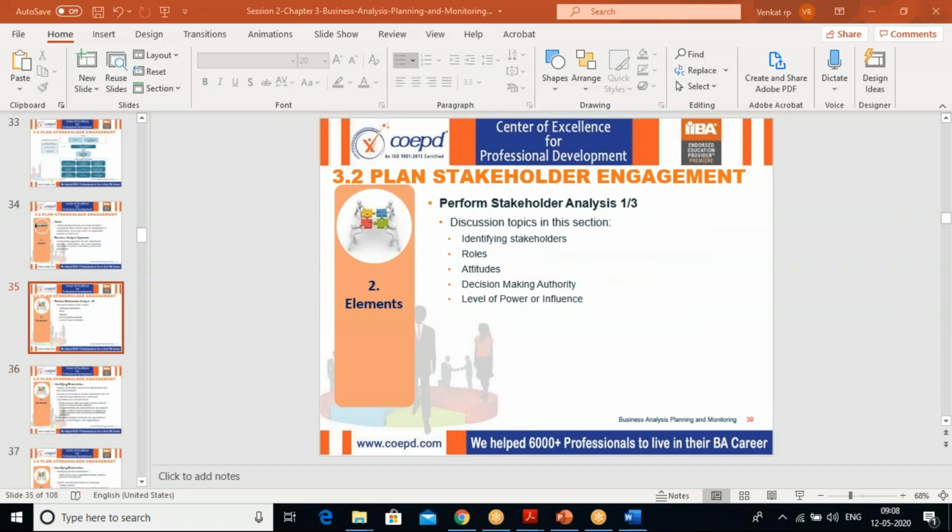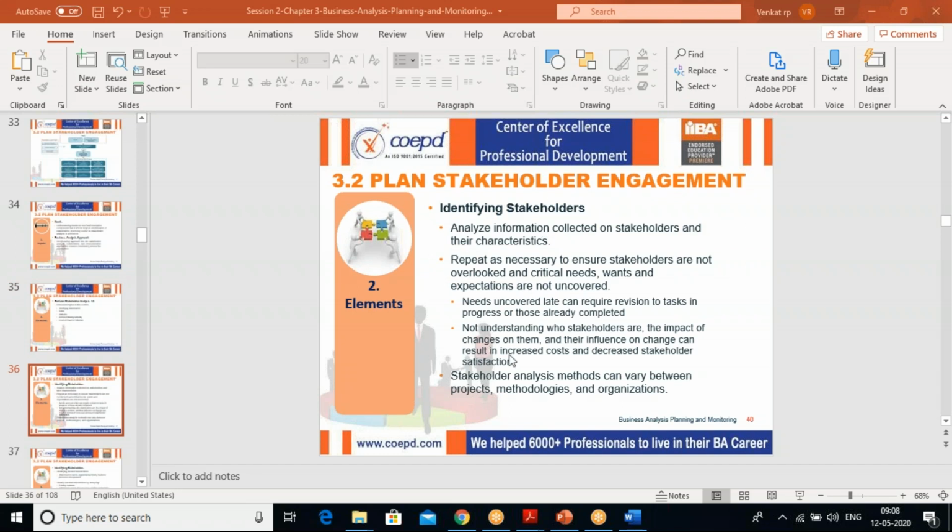In identifying the stakeholders, we have to collect their characteristics as well. Along with the stakeholders, we have to collect their statistics as well. And we have to understand to what extent we have to communicate with these people, what inputs we have to take from them, and if changes are coming, whom we have to reach out to. All this we have to understand here.